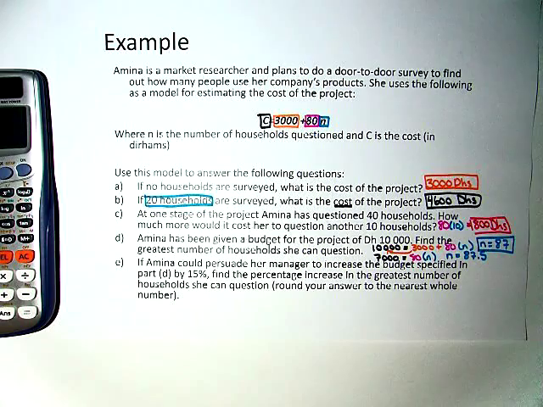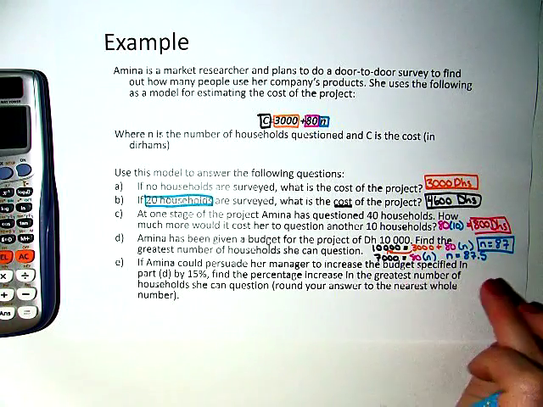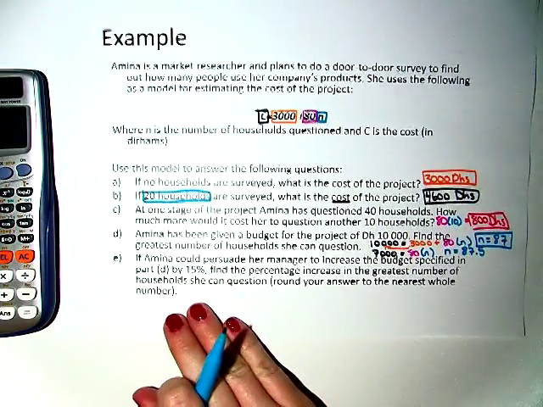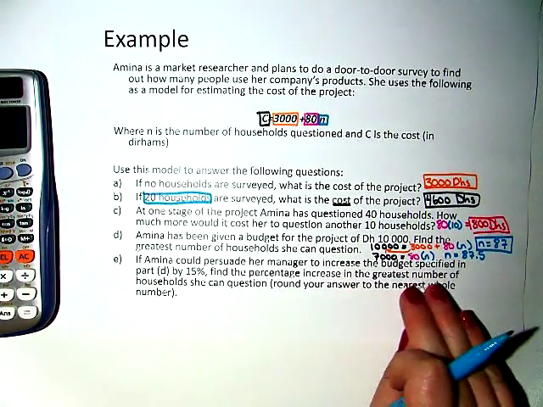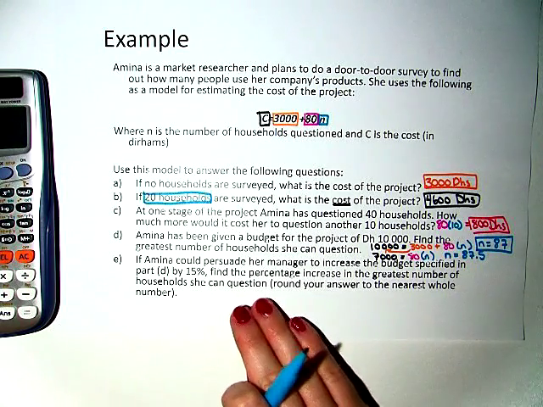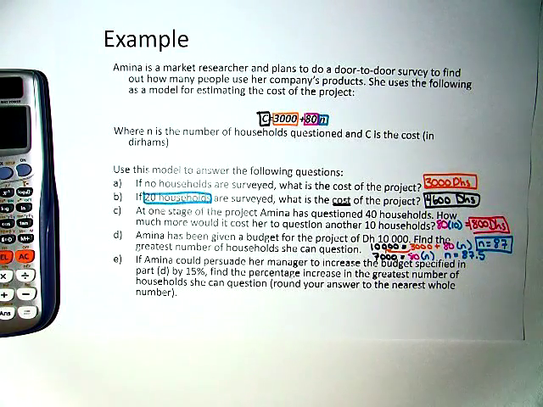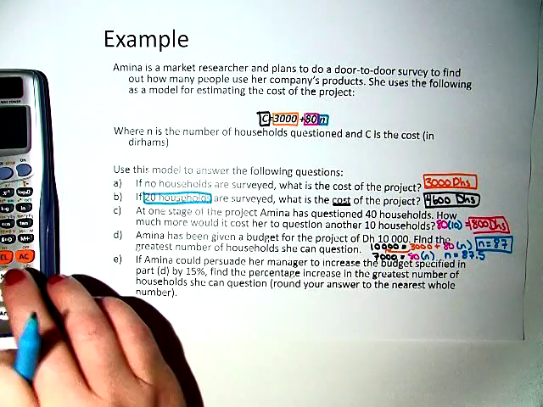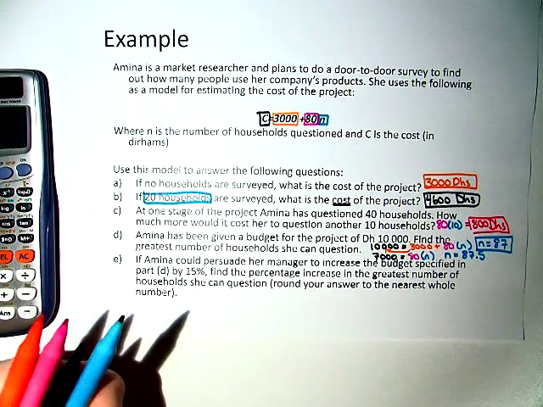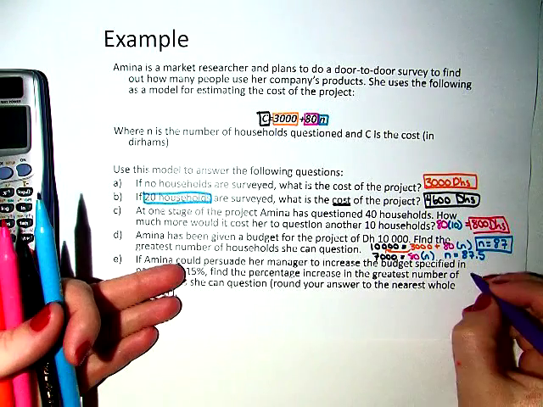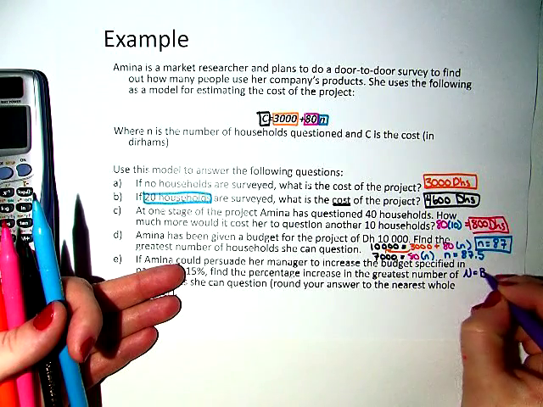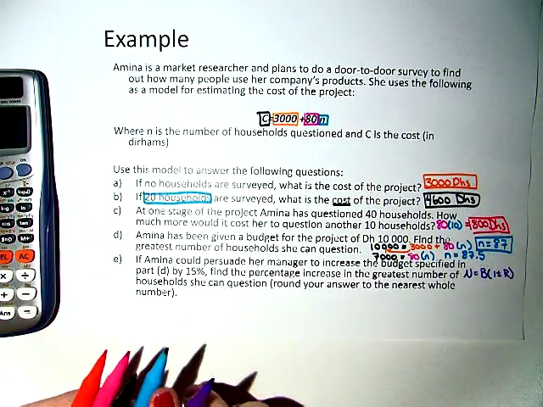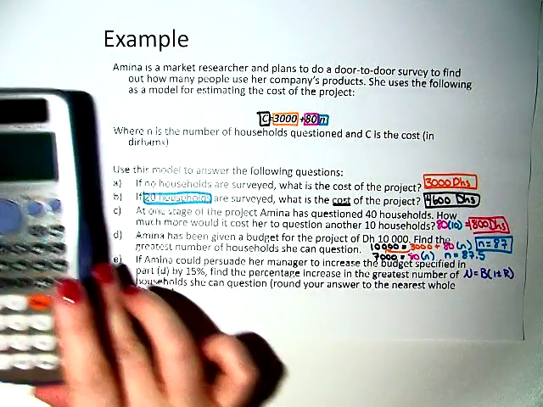Okay. If Amina could persuade her manager to increase the budget specified in Part D by 15%, find the percentage increase in the greatest number of households she can question. Round your answer to the nearest whole number. Okay, so we're doing two different things here. We have to first increase the budget by 15%. So we know from previously that if we take the new number as the base, 1 plus or minus the rate. That was back in the first unit. So we'll actually do that on our calculator.